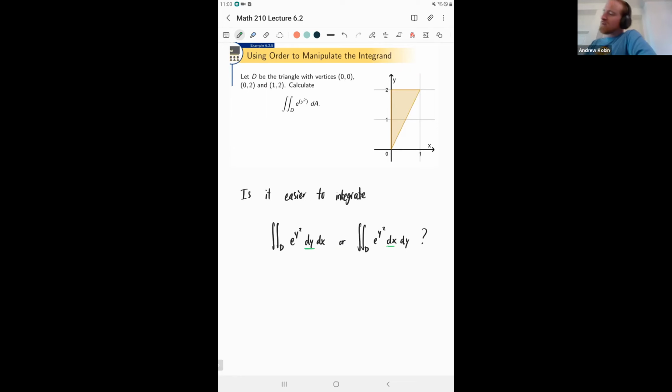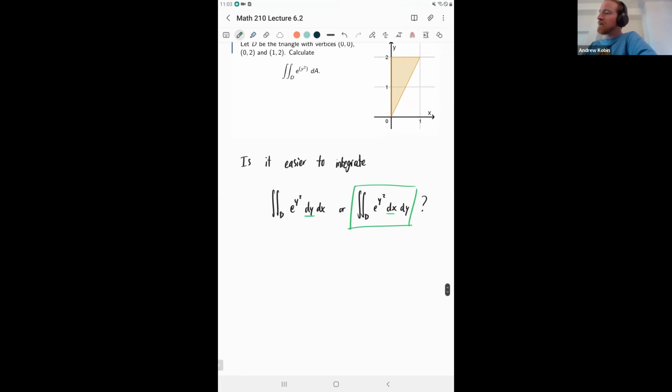Once you've stared at this function for a moment, like I just said, it's impossible to integrate with respect to y first because the function is e to the y squared, and we don't know how to integrate that function. Therefore, we're pretty much stuck with integrating this expression with respect to x first, but now this gives us a template. This gives us a strategy to implement on this problem.